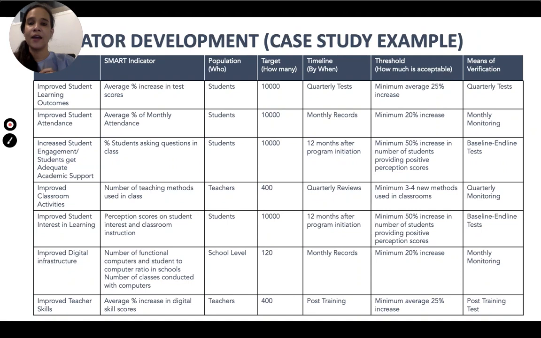So if you look at this indicator grid, what we're doing is we're taking each outcome and really trying to identify how we'll measure it, who we'll measure it with, how many we are going to measure, under what timeline, when there should be a red flag that we're not achieving certain outcomes or not achieving enough of a certain outcome, and how we are going to verify this.